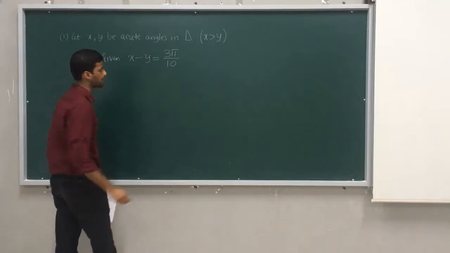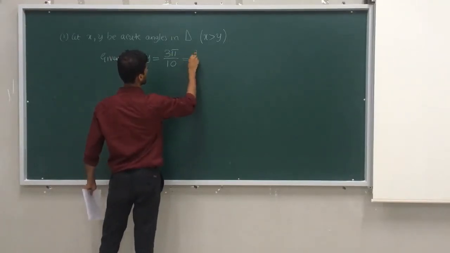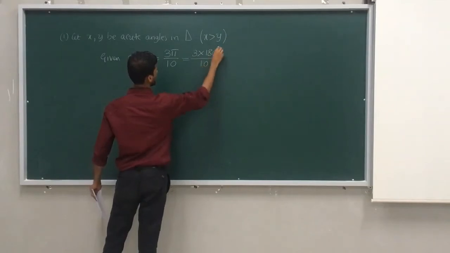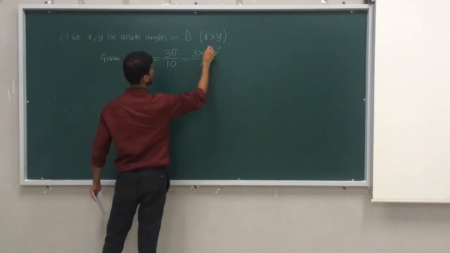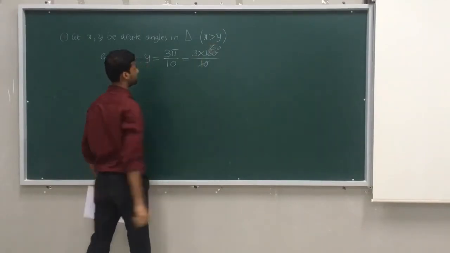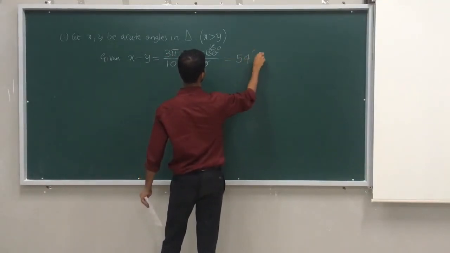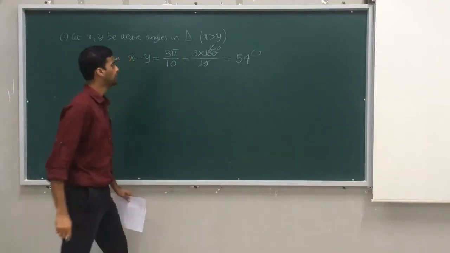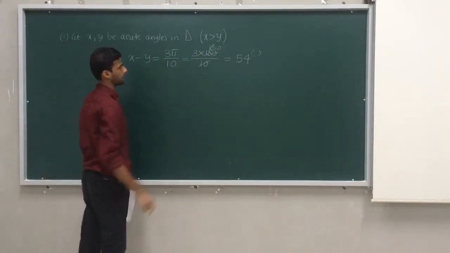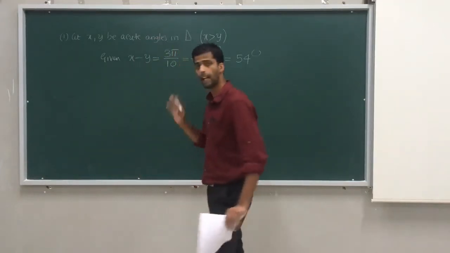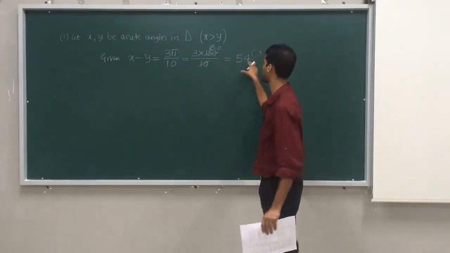But what exactly is 3 pi by 10? If I take pi as 180 degrees, it is 3 into 180 by 10. 10 ones are 10, 18 threes are 54. Yes or no? So I got x minus y equal to 54 degrees. But what can I do with this? I want the two angles, and I got the difference as 54 degrees.